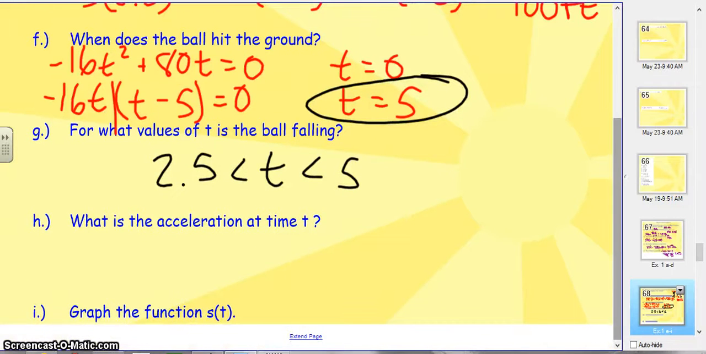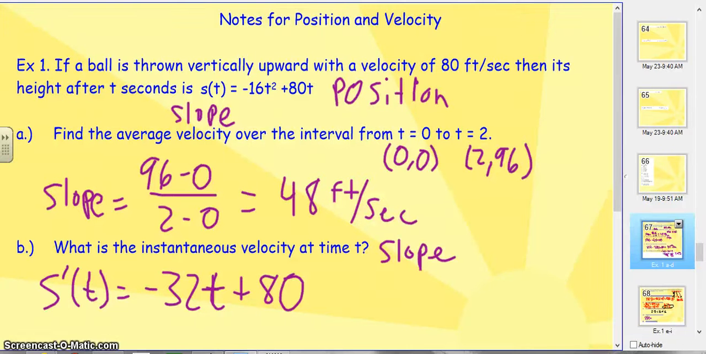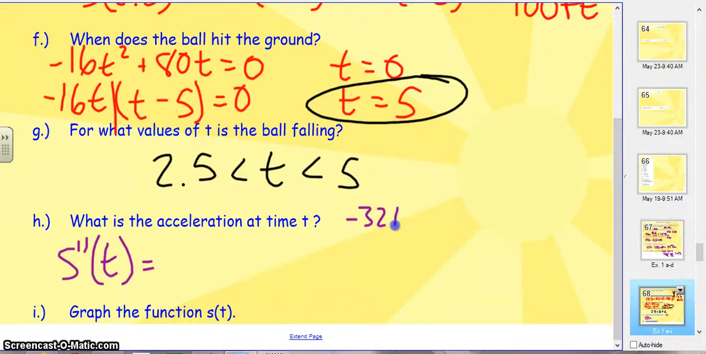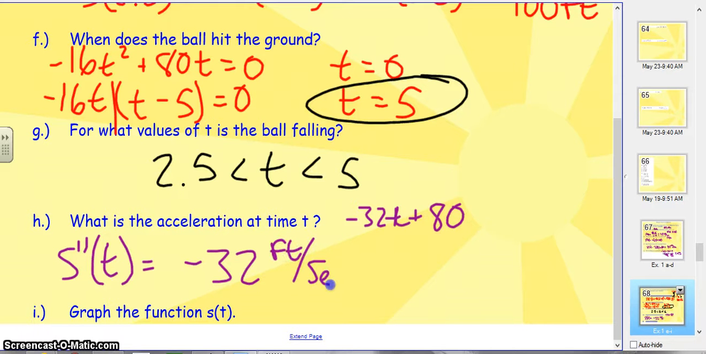Okay, the last two questions we got. What is acceleration? Acceleration is beyond velocity, right? It's feet per second squared. So guess what? It's the second derivative. If I go to my derivative, which was negative 32t plus 80, I'm finding the derivative of that, which is just going to be negative 32. And it's feet per second squared.